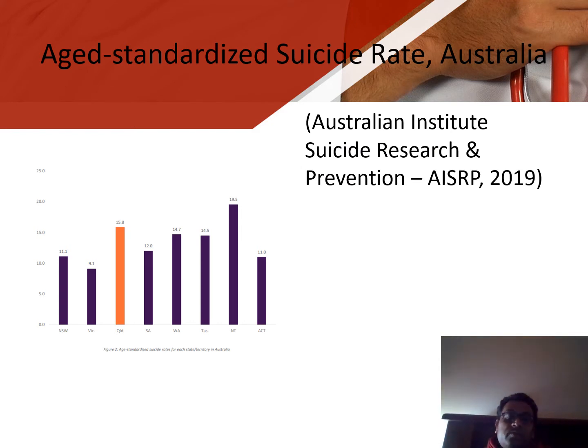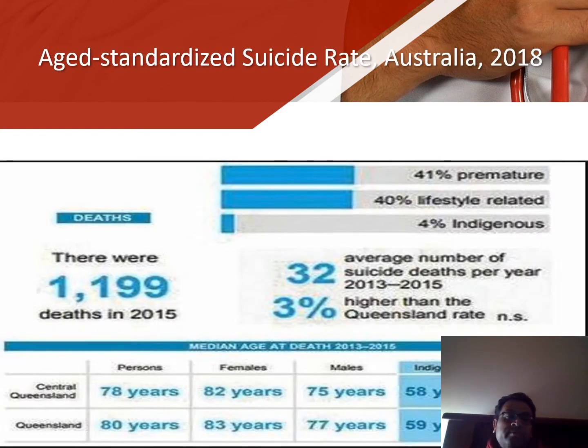Now I would like to discuss suicide. That's a very important part of this business plan as well. Queensland is number three in the ranking of suicide rates after Victoria and New South Wales. In 2008 there were 1,199 deaths, and in 2015 the average number of suicide deaths per year from 2013 to 2015 was 32. You can clearly see Central Queensland has a 3% higher rate than the Queensland rate. So it definitely shows that the suicide rate in Central Queensland is very high.